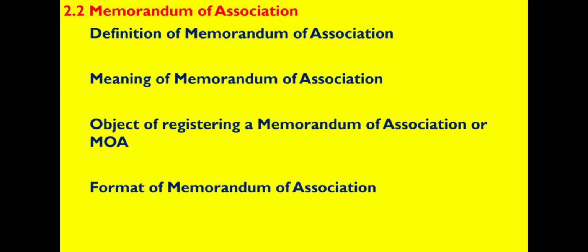Now, object of registering a Memorandum of Association. Memorandum of Association is an essential document that contains all the details of the company. It governs the relationship between the company and its stakeholders. Section 3 of the Companies Act 2013 describes the importance of memorandum by stating that for registering a company, first, in case of a public company, 7 or more people are required. Second, in case of private company, 2 or more people are required. Third, in case of one person company, only one person is required.